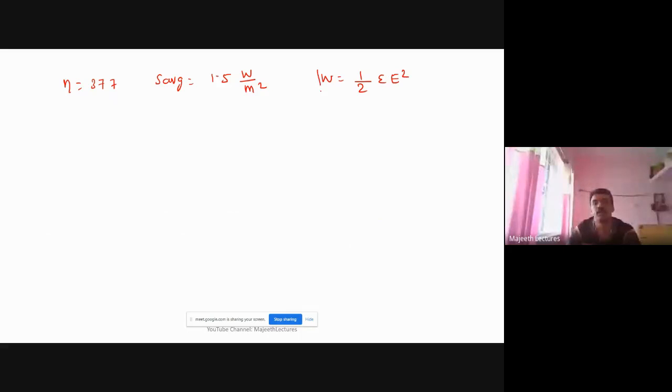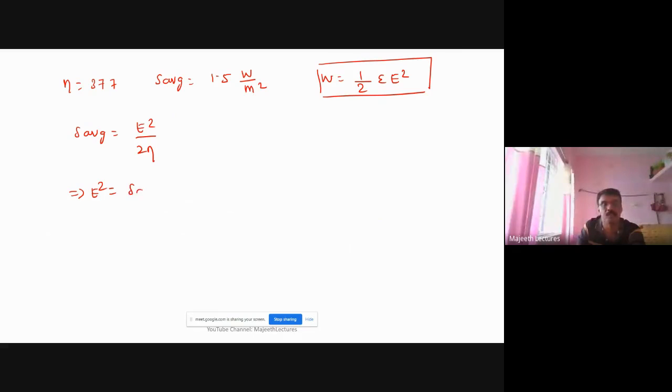If you don't know this, please refer to my video playlist on PC845. Right? So I want E squared. From these two values, I can get E squared. Then I can solve. We know S average is equal to E squared by 2 eta. This implies E squared is equal to S average into 2 eta. S average they have given as 1.5, into 2, eta is 377, right? It is 1131, E squared.